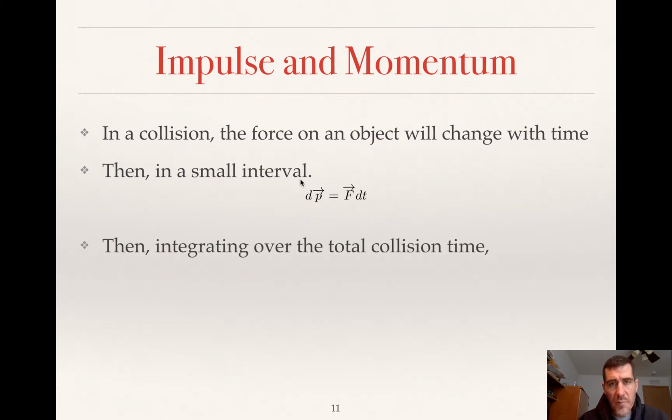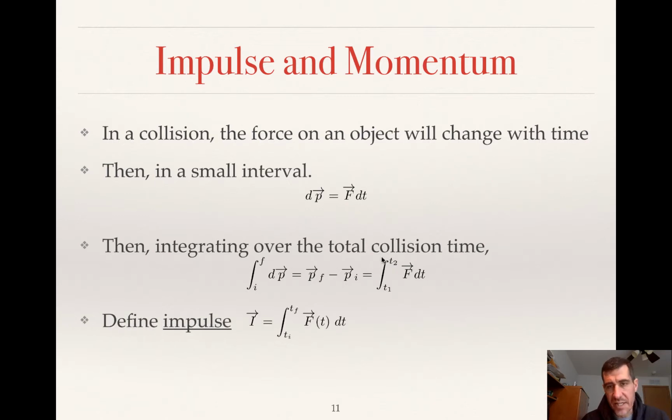So if you then imagine taking the integral of both sides of this equation, so you integrate dp, well, the integral of dp from the start of the collision to the end of the collision is just the change in momentum, so p final minus p initial. And then on the right hand side we've got the integral from t1 to t2, so that's when the collision starts to when the collision finishes, F dt.